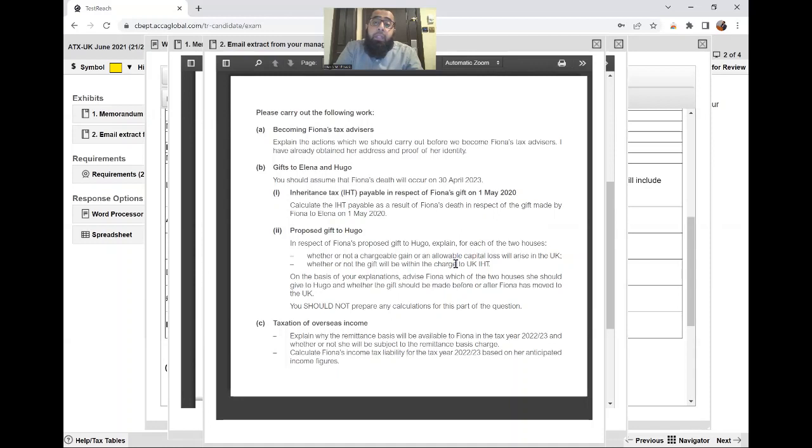And then we have to comment on the inheritance tax. On the basis of your explanation, advise Fiona which of the houses she should give to Hugo and whether the gift should be made before or after Fiona moved to the UK.